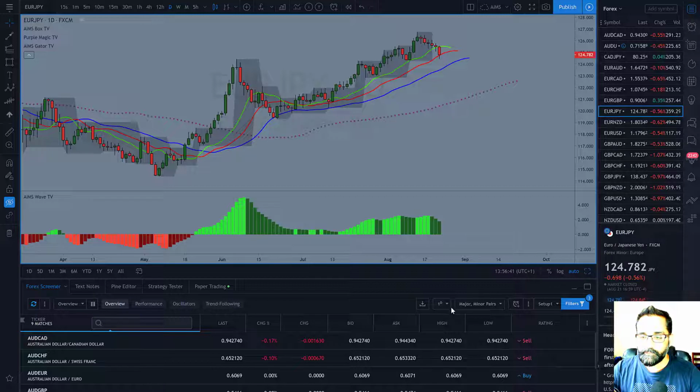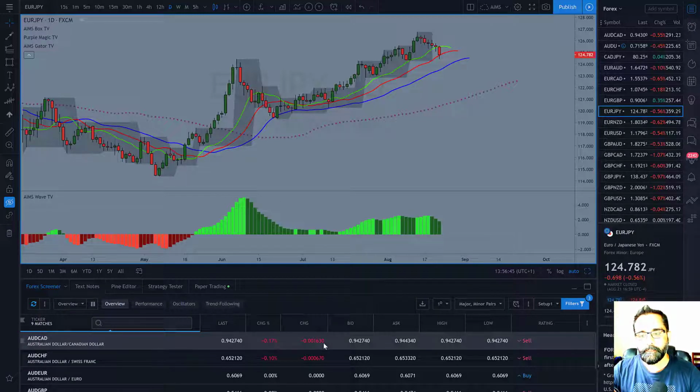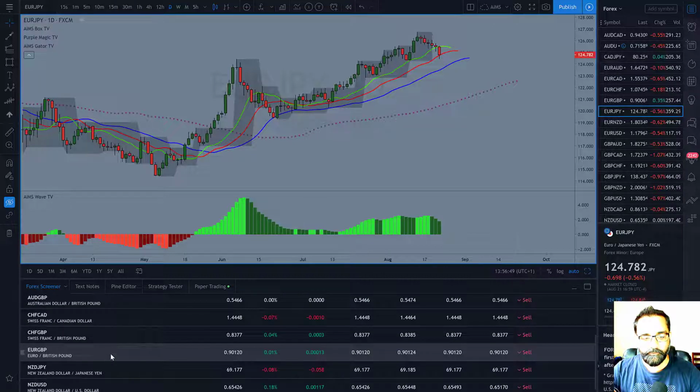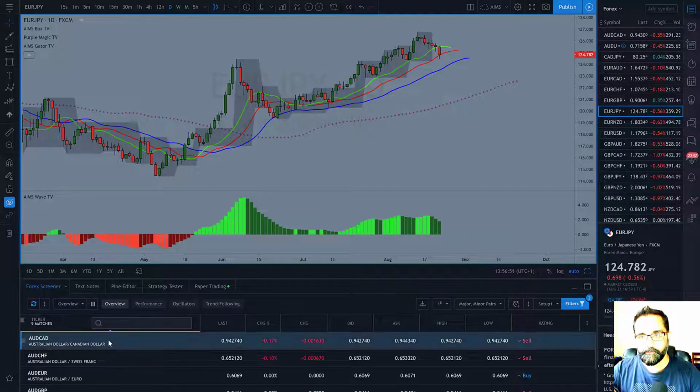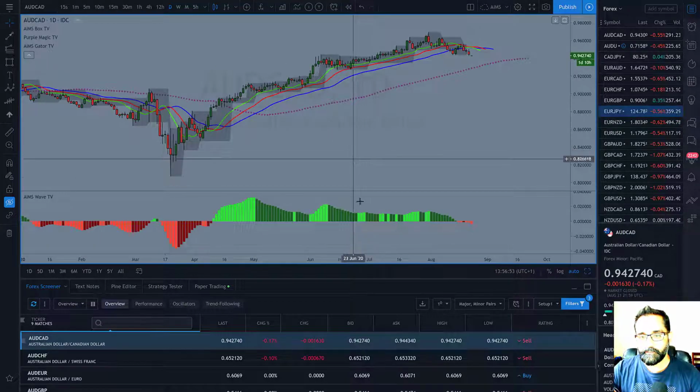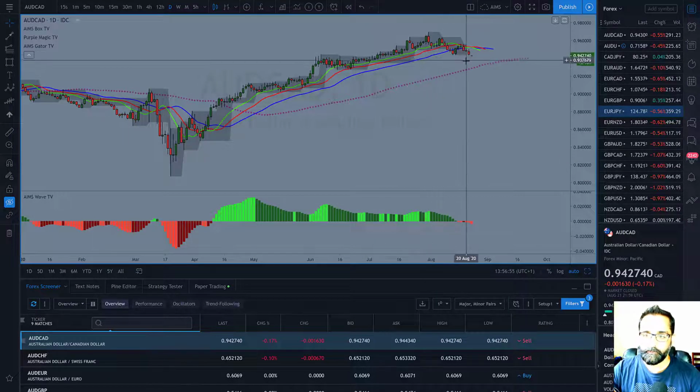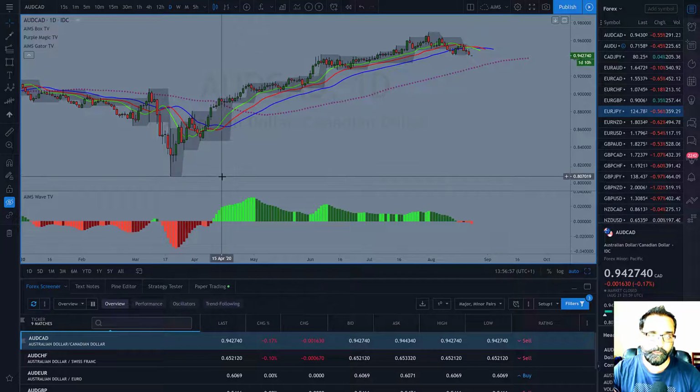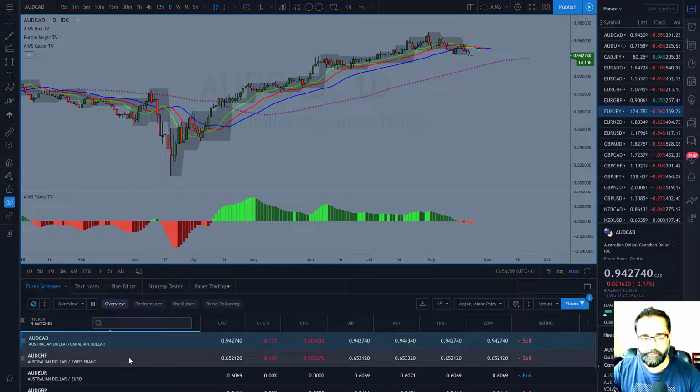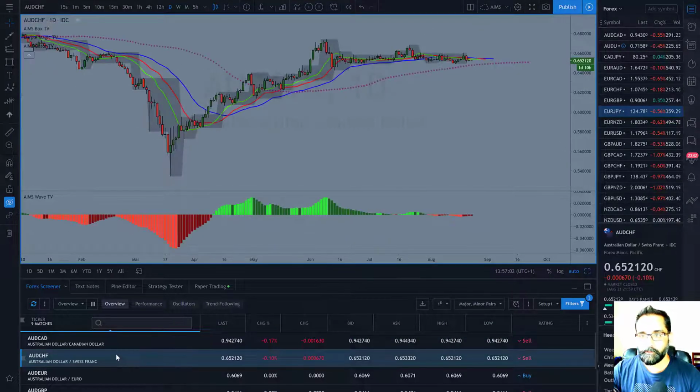When I ran the scanner, I had 9 currency pairs that are potentially showing something I can add to my watch list. For these 9 pairs, what I see is that it is showing me a potential setup one, the Australian dollar CAD, but it's not ready yet. So let's go to the next one.